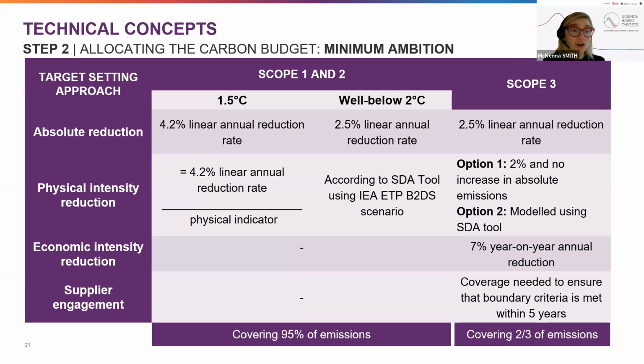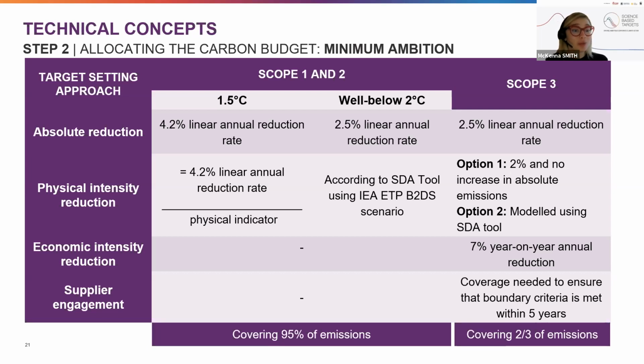The SDA tools are currently only well below 2C aligned, except for the power generation sector. The power generation sector currently has a 1.5C pathway. All of the other SDA sectors will have 1.5C pathways that will become available this year. So right now, the only way we're able to temperature classify scope 1 and 2 targets as 1.5C aligned would be using the absolute contraction method. All other methods right now are well below 2C, but will be updated.